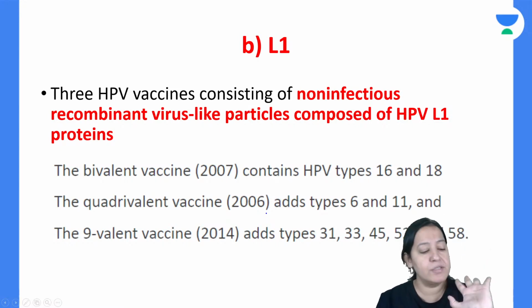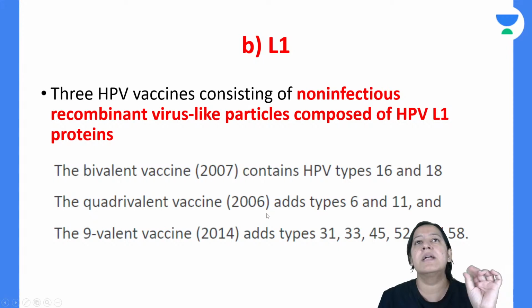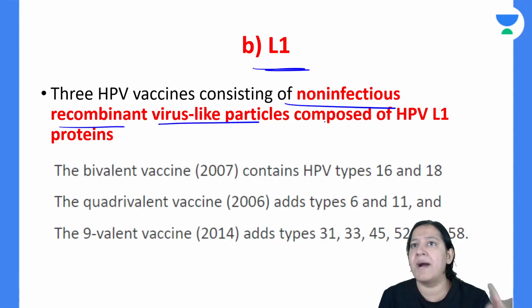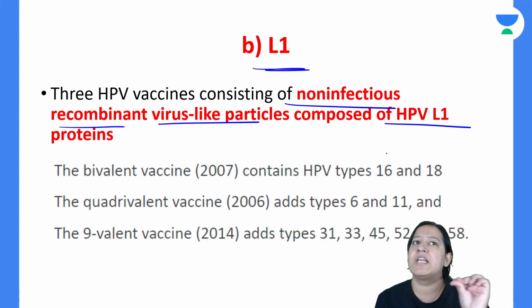Thakir Bapu, no, it is not E6. The answer is L1, right? L1 is the non-infectious recombinant virus-like particles composed of HPV L1 proteins that is in the vaccine.